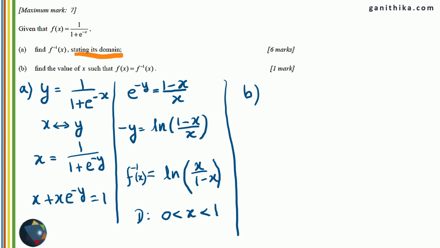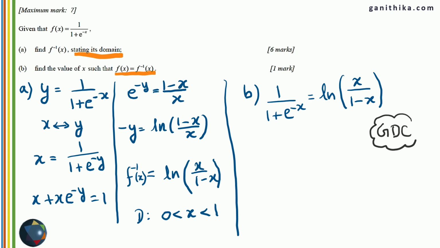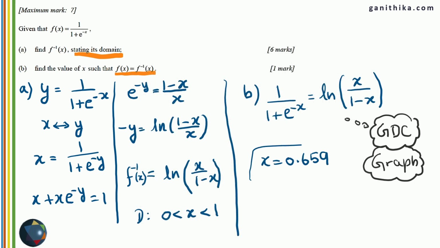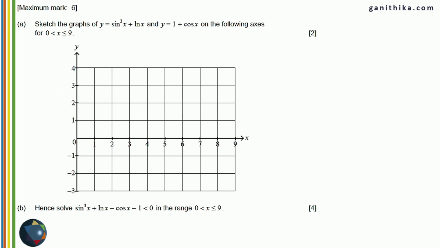Going to question B, you have to equate f of x to f inverse of x and find the value of x. So equating these two together, you cannot solve this without a graphing calculator. So get your graphing calculators and graph these two functions and see the points of intersection. So you can see that the point of intersection is 0.659. Therefore, the value of x is 0.659 to 3 significant figures. This is one of the easy questions. It's just 1 mark. Using the calculator, you will not have much difficulty in doing this question. Let's proceed further to the next question.